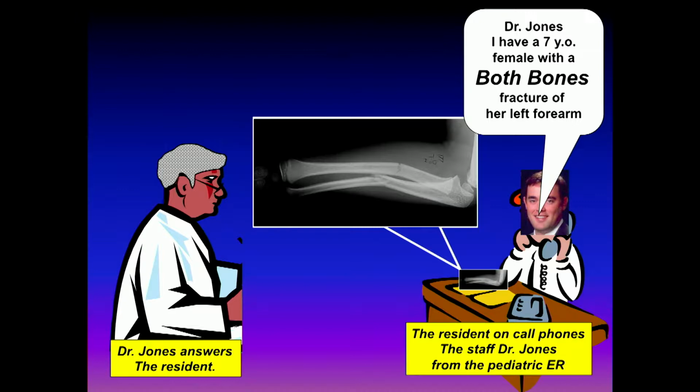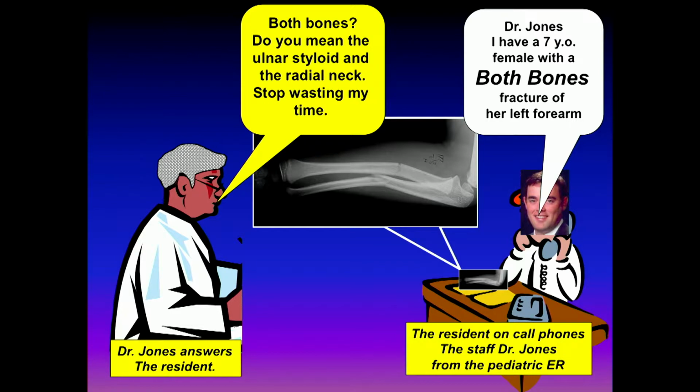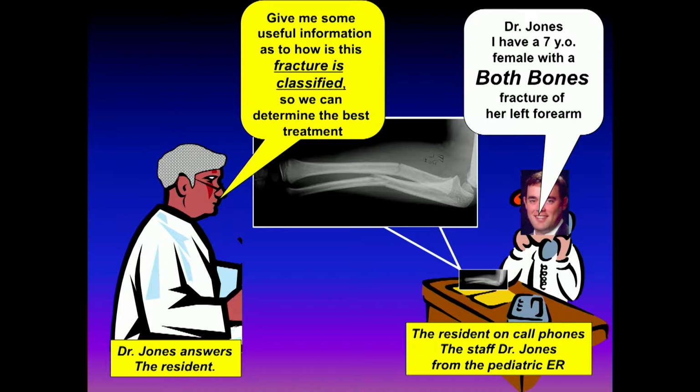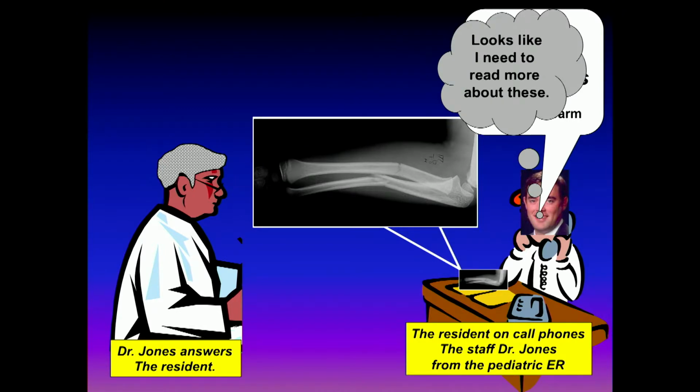But Dr. Jones is not very happy. He says, all right, you stupid resident, you've told me nothing that tells me how to treat this unfortunate patient. So you're going to have to be a little bit more descriptive, because, as we'll see, he could describe the pathology in just a few words. So both bones, what do you mean? Is it the ulnar styloid and the radial neck? You're wasting my time. Now give me some information about how this fracture is classified so we can determine the treatment. Well, it looks like he needs to study a little bit more.